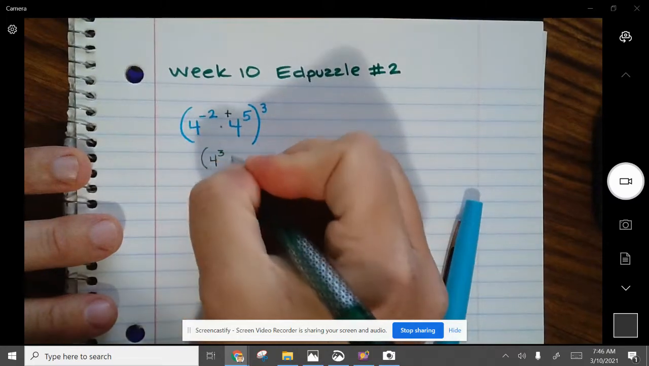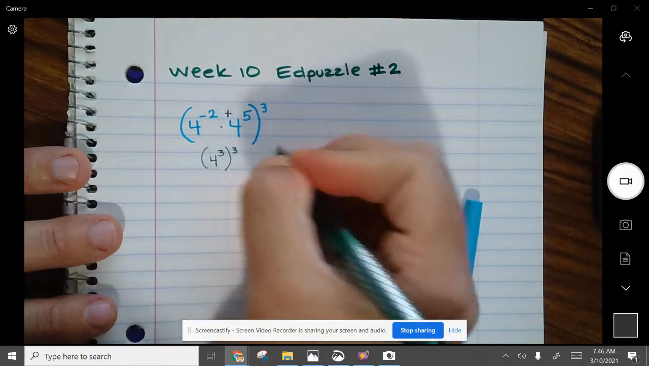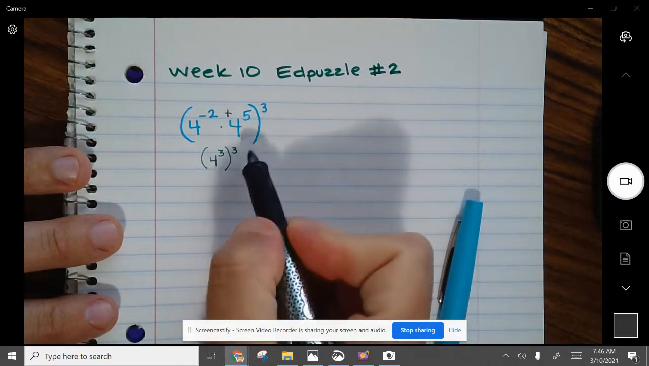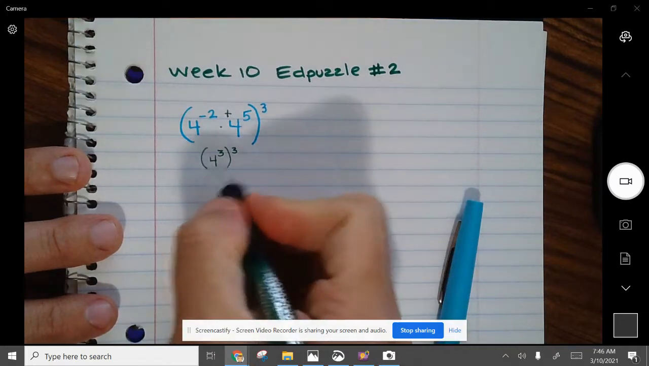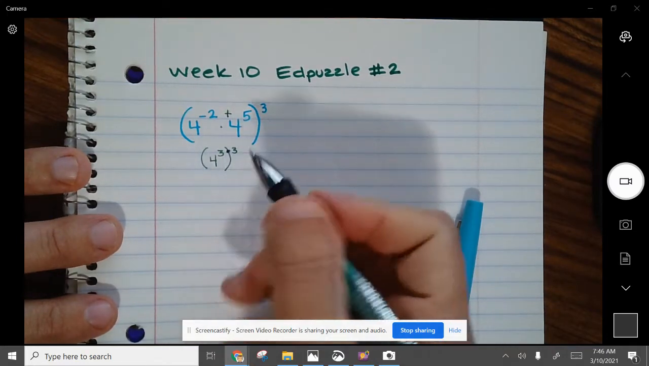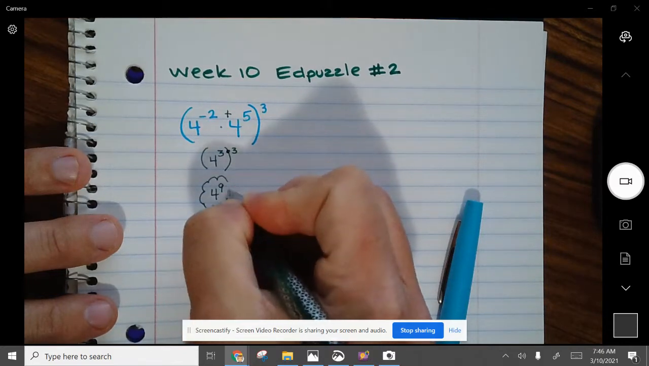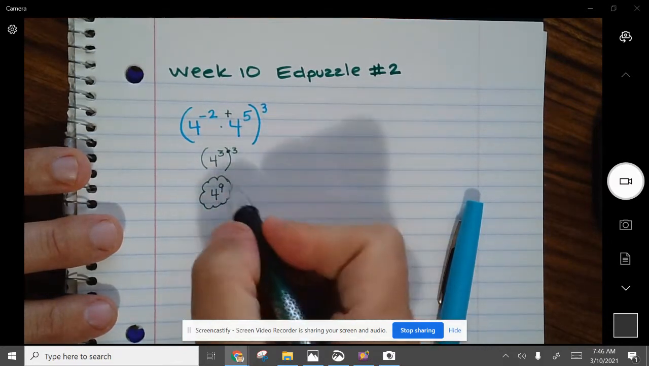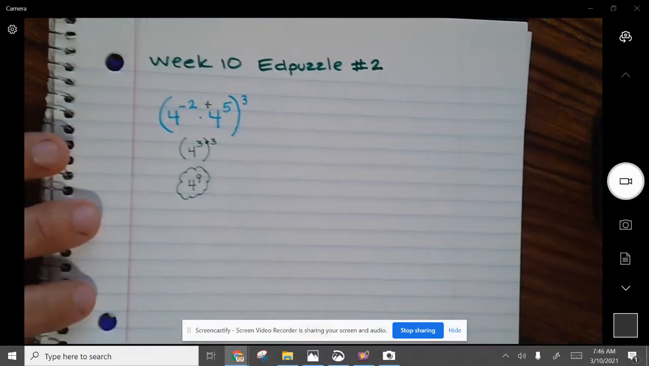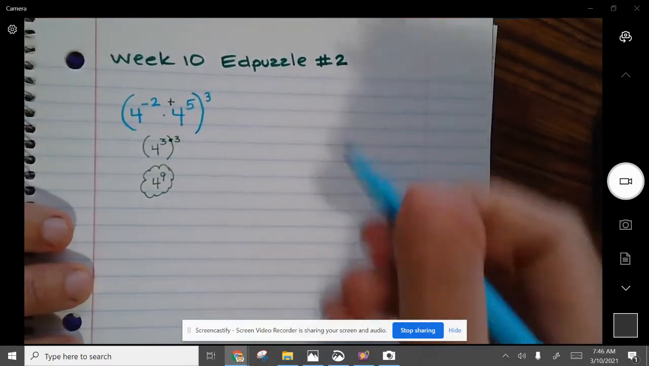Now you have that on the inside, and then you have 3 on the outside. What's the rule here? Remember, you multiply, so you get 4 to the 9th, which is a really big number. If you had to write that out, it'd be 4 times 4 times 4 times 4. All right, let's do one more like that.